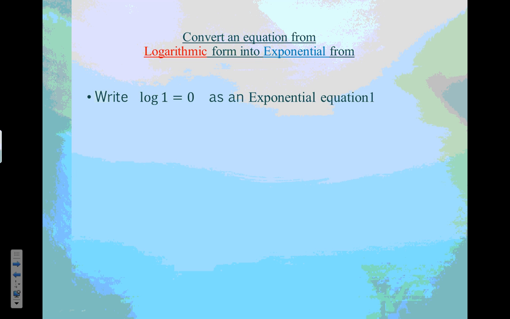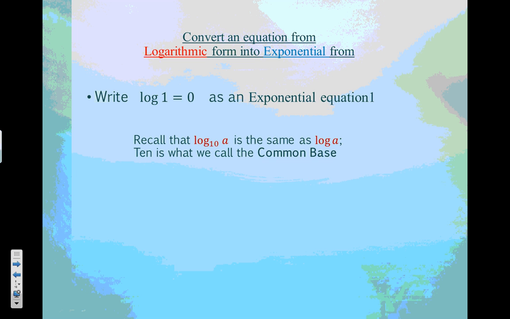What about this one? Log of 1 is equal to 0. You're asking yourself, what's my base? Well, recall that log base 10 of a is the same as log of a. That 10 is what we consider the common base. So in a sense, there's a base of 10. Let me write that in red. Log base 10 of 1 is equal to 0. Well, we don't write it as log base 10 of 1. We will just say log of 1. So log of 1 is equal to 0.